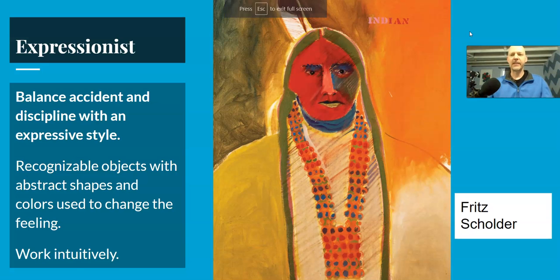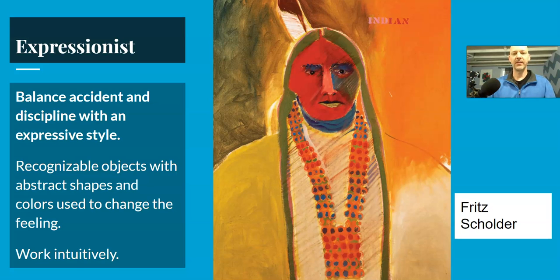Our next abstraction is based on the art of Fritz Scholder. You should have watched a couple videos about him just to understand what he's doing, why he's important, and how he uses color. Now, in the Indian Not Indian video, Fritz Scholder says you need to balance accident and discipline. And we're calling this kind of an expressionist style because he's using vibrant colors, abstracted colors, to help tell the story he wants to tell.